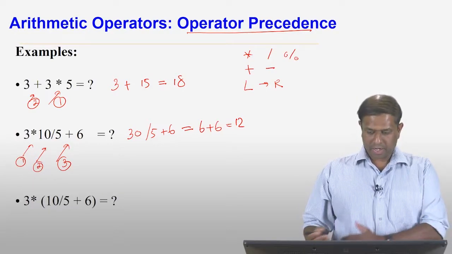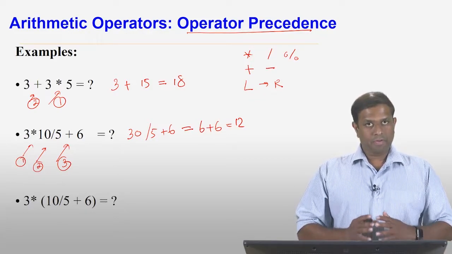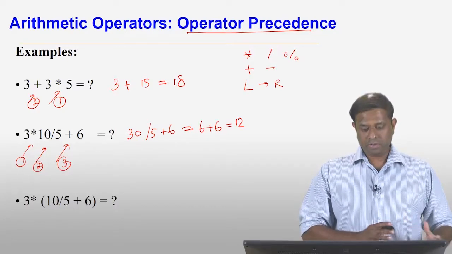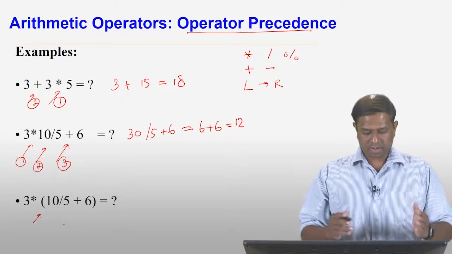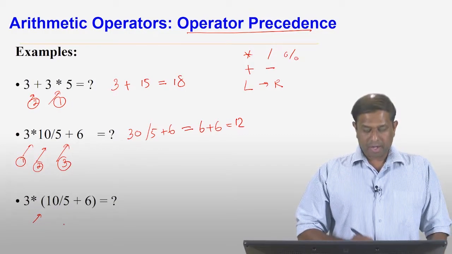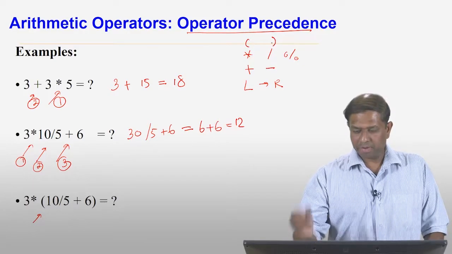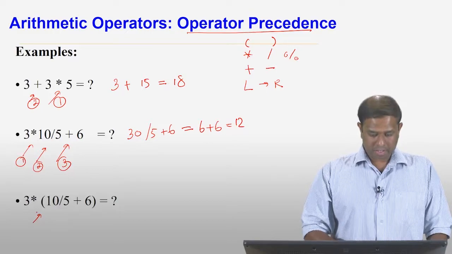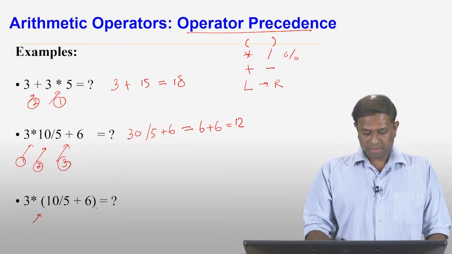left to right rule. Now suppose I want to perform a particular set of operations first, regardless of operator precedence rules. Then we can apply parentheses across those operations. Parentheses have the highest level of operator precedence. So at the top level, we have the parentheses. Now in this particular expression, we have 3 times, within parentheses, 10 divided by 5 plus 6.